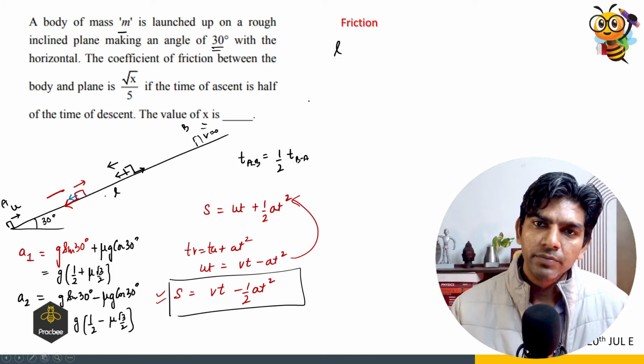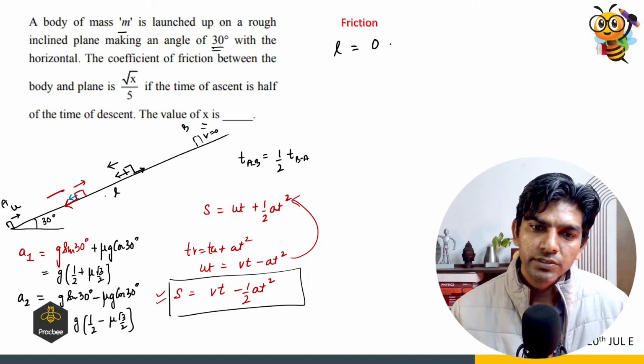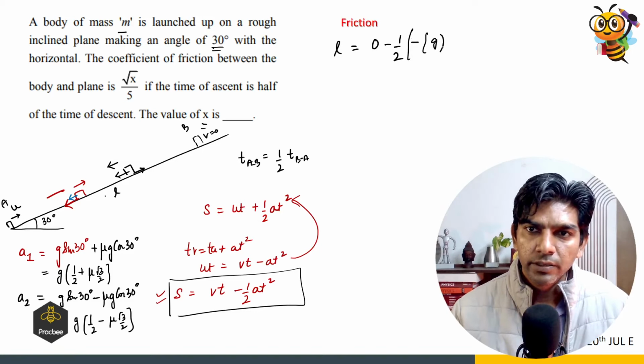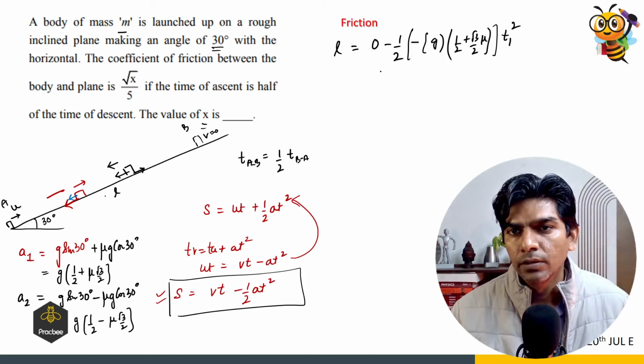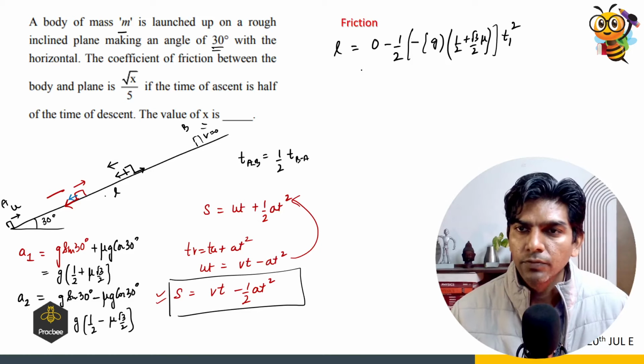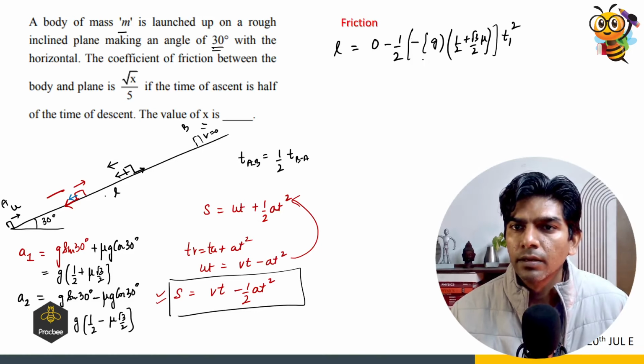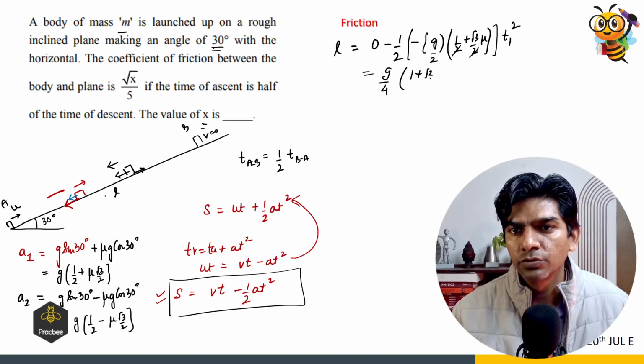So L, considering up the incline as positive, is equal to final velocity 0 minus half, acceleration is down the incline, so that will be negative, so minus of g times 1 by 2 plus root 3 by 2 times mu, times, let me call this T1, T1 square. From this, half is there, g is there, so let us take this 2 outside. This will become g by 4, 1 plus root 3 mu times T1 square is equal to L.